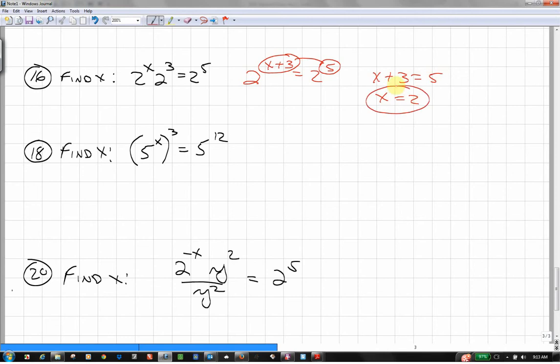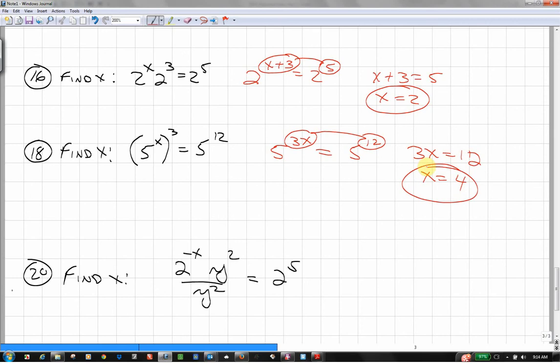Moving to the next one. These are the 5 to the x is to the 3rd power. So that's going to be 5, and that it would multiply. 5 to 3x is equal to 5 to the 12th. The bases are the same, so these exponents must be equal to each other. So 3x must be equal to 12. X must be equal to 4.